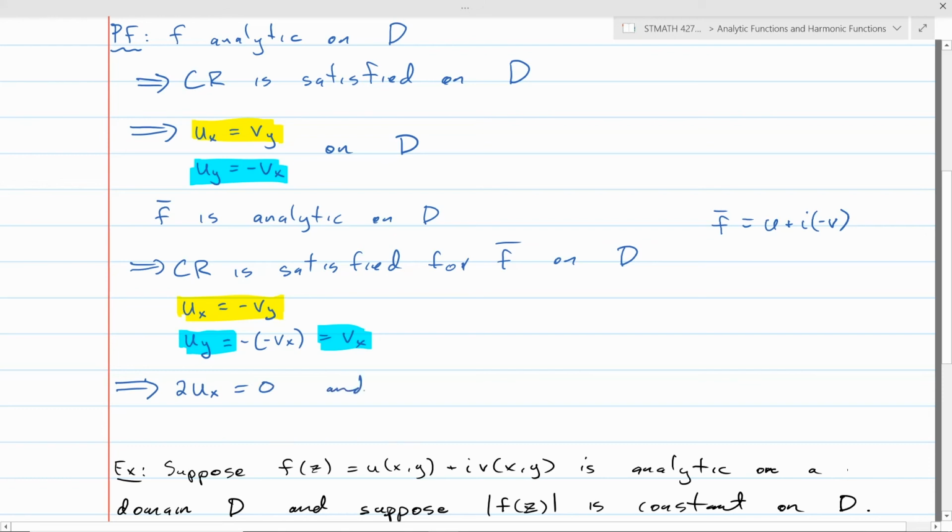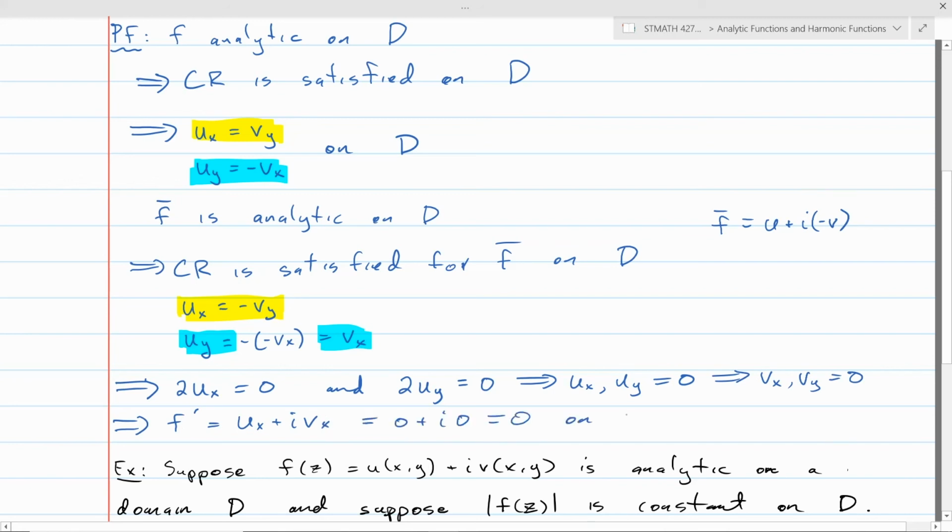And if you add the ones that are in blue, you would get 2 times uy is equal to 0. So this tells me that ux and uy are both equal to 0. And then once I know that ux and uy are equal to 0, that tells me that vx and vy are also equal to 0. And so now I can see that f prime, remember f prime is equal to ux plus i times vx. But that's just 0 plus i times 0 now, right? And this is all for all the points on D. And so since f prime is equal to 0, that tells me f is constant by the previous theorem that we did. So that's kind of cool.